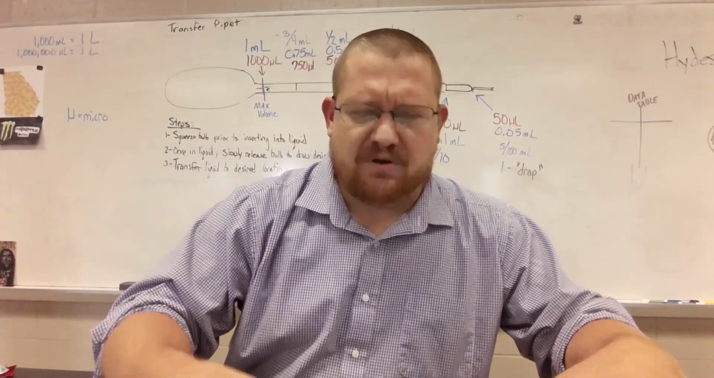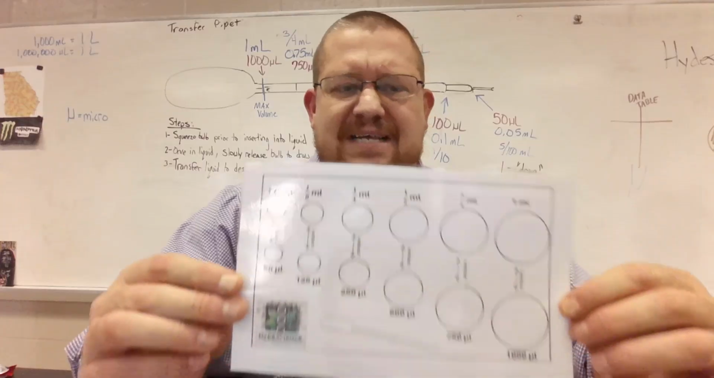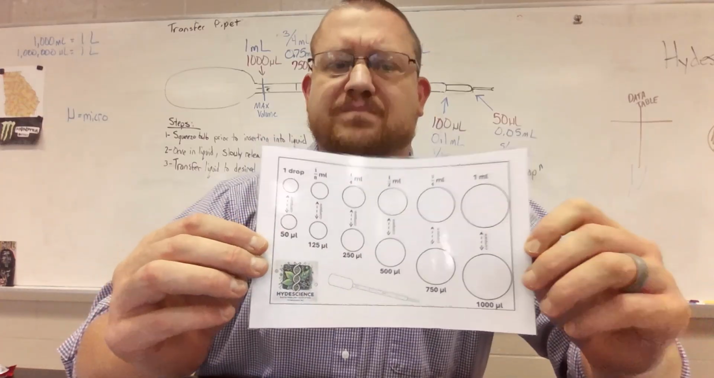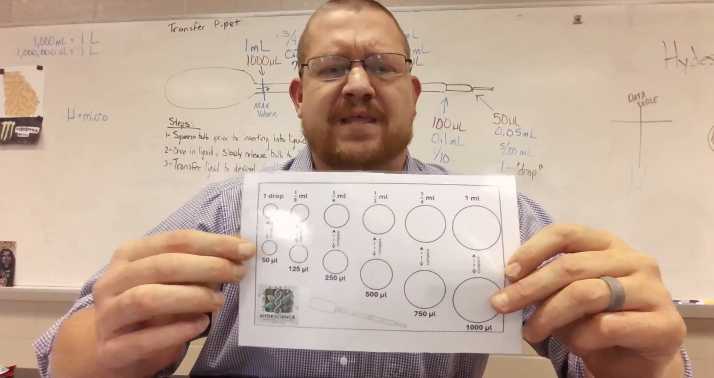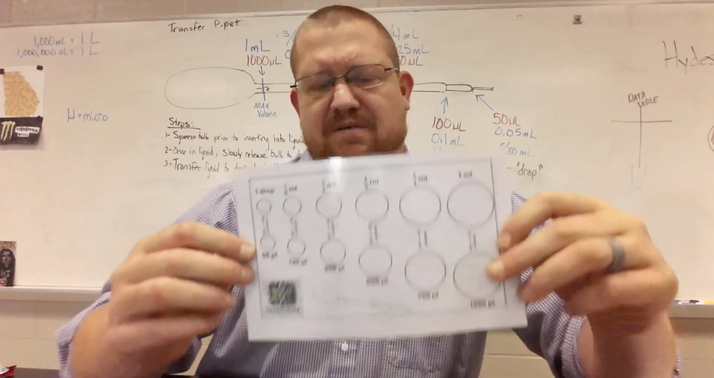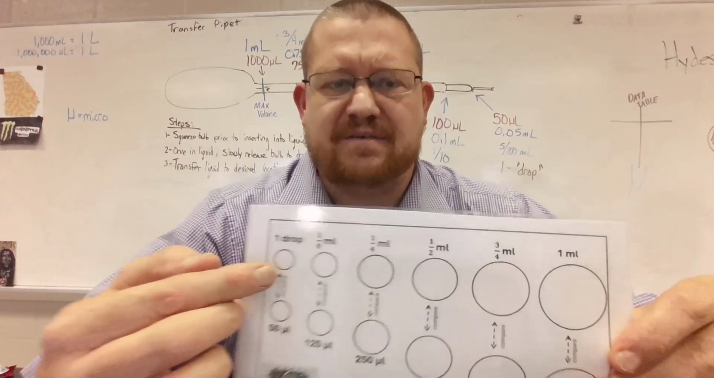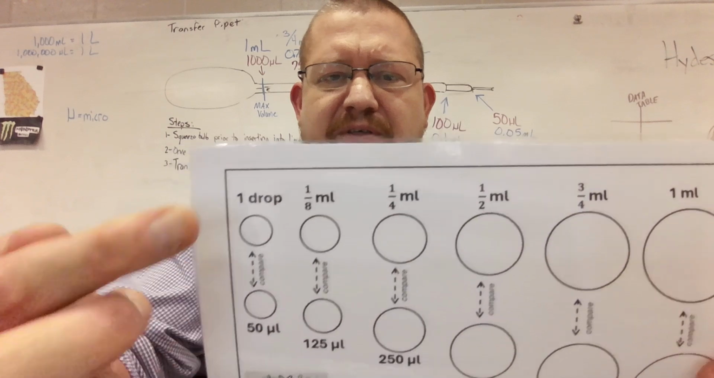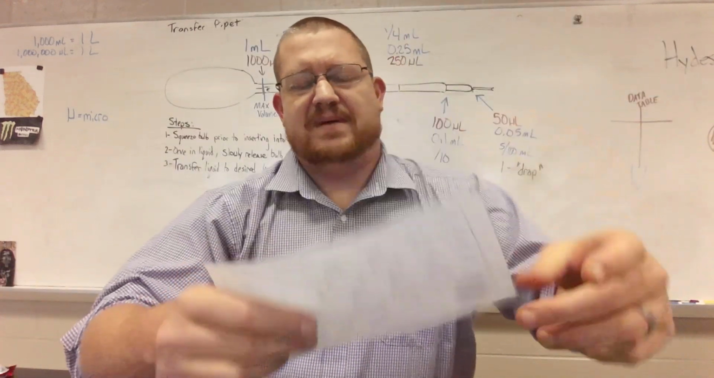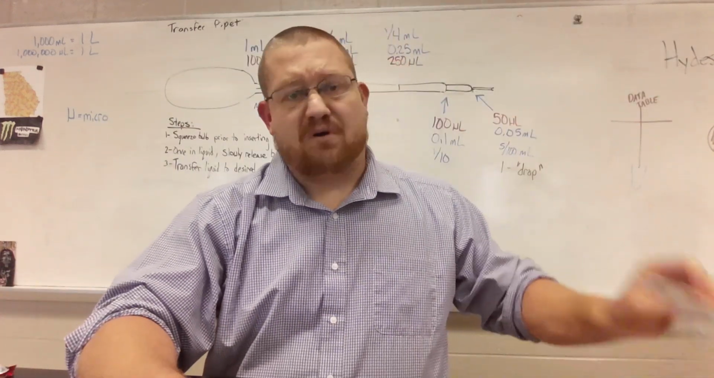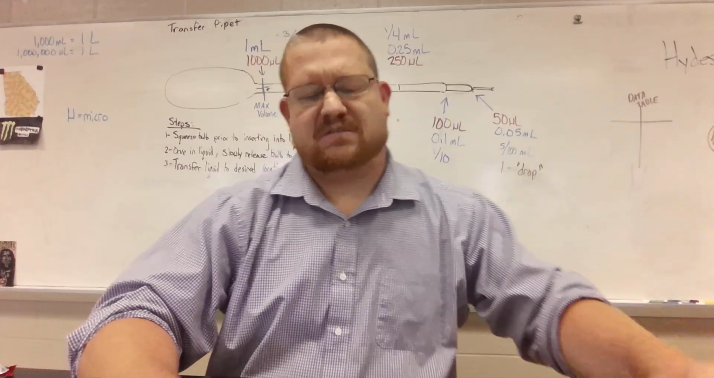So what we're doing in this protocol is each student works alone. They'll be given one of these laminated cards, and they will use the pipette to transfer over it. So each circle, they're given a unit of measurement, whether it's milliliters, microliters, or drops, and they follow the protocol to figure that out.